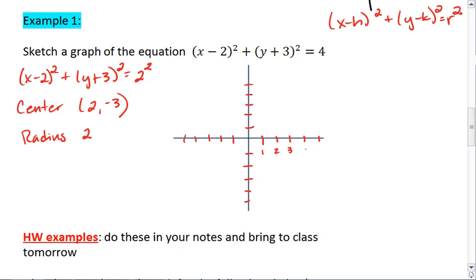So if we go out 2, and go down 3, there's our center. Since our radius is 2, we'll go as high as negative 1. We'll go to the left 2 units, down 2 units, and to the right 2 units. We can connect these all in a circle, and that is our graph.